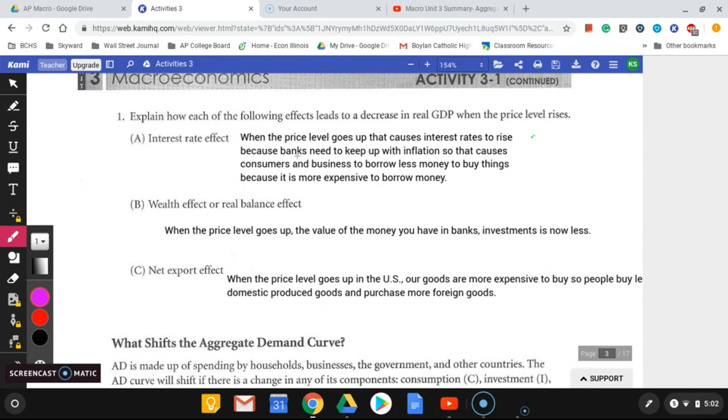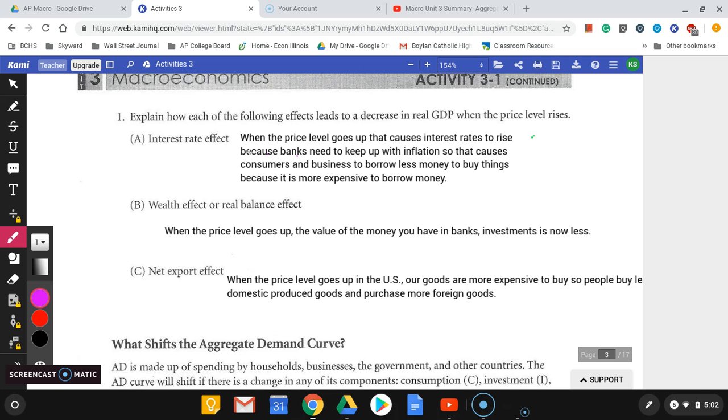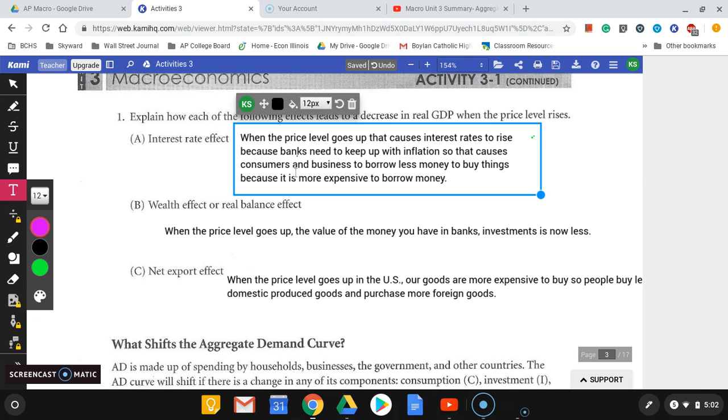And I want you to write these three things in your workbook. So the first reason is what we call the interest rate effect. When the price level goes up, that causes interest rates to rise because banks need to keep up with inflation. So that causes consumers and businesses to borrow less money to buy things because it's more expensive to borrow money.